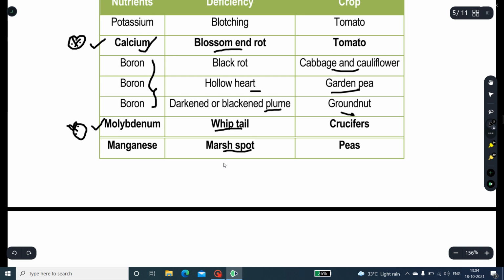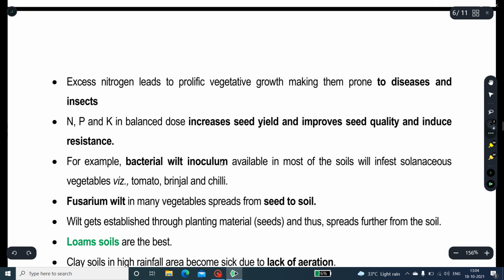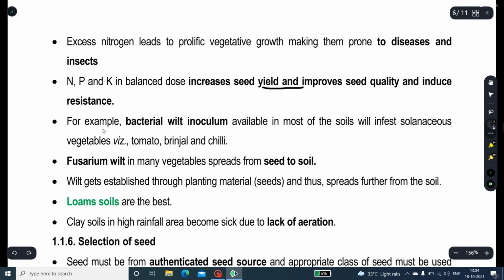And the next one is, let us see the nutrient excess. Excess nitrogen leads to more vegetative growth, which makes plants prone to diseases and insects, thus resulting in a reduction in seed quality and yield. NPK, nitrogen, phosphorus and potassium in a balanced dose increases seed yield, improves seed quality and induces resistance in plants. And for example, the soil should be well drained, fertile and free from pathogens.